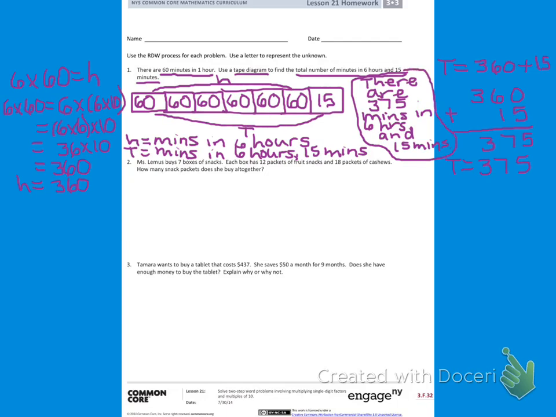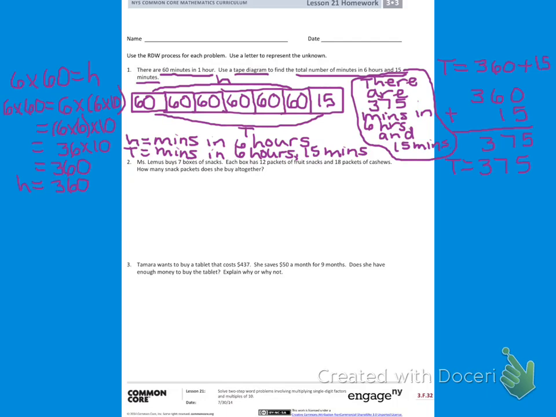Now, you probably don't have enough room to put all of this on your paper. So whenever you don't have enough room, remember, you can always do your work on a piece of scratch paper and staple it to your homework sheet. That way, you have plenty of room to show your work and do each part that's required in the RDW process.